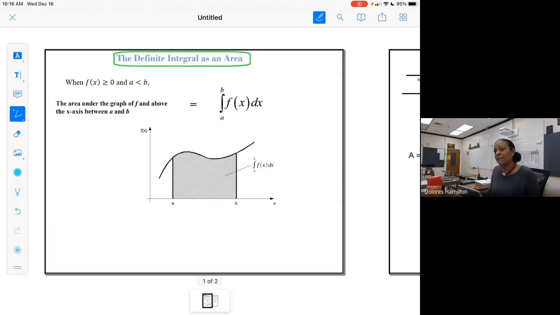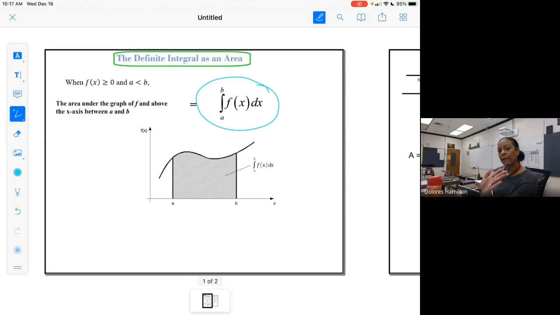So let's define the definite integral. When I have a function and I know it's greater than 0, we're going to do scenarios where sometimes it's positive, sometimes it's negative. But for now, if our f of x is greater than 0, then the area under the graph can be expressed using our definite integral. So that area under the curve from a to b can be expressed by the definite integral from a to b of f of x dx.